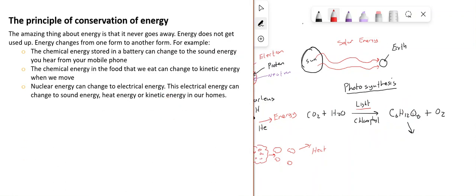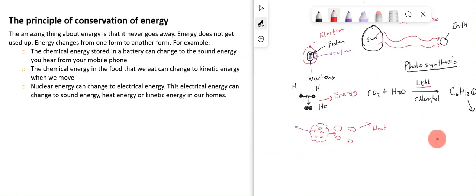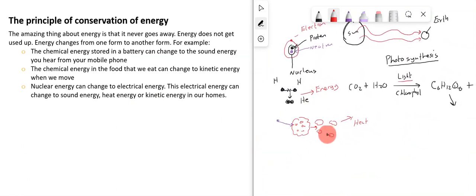Then nuclear energy can change to electrical energy. This electrical energy can change to sound energy, heat energy, and kinetic energy. So again, this nuclear energy is the basis of how power plants produce electrical energy. And then that electrical energy can be used in the home, for example, to make sound if we listen to the radio, or it could be used to heat our home if we use electric heaters in our home.